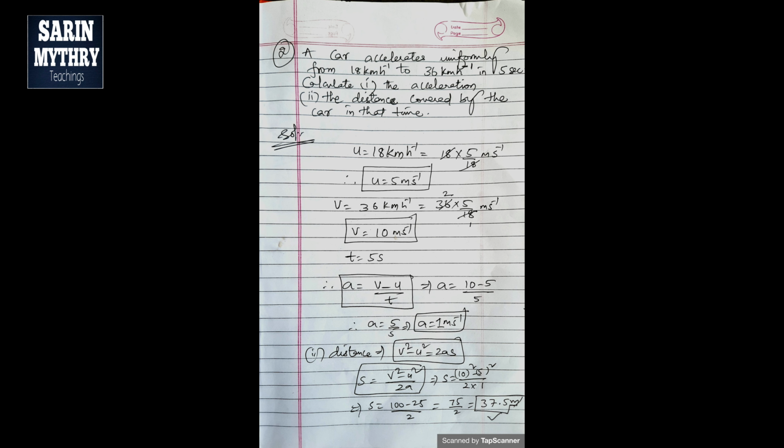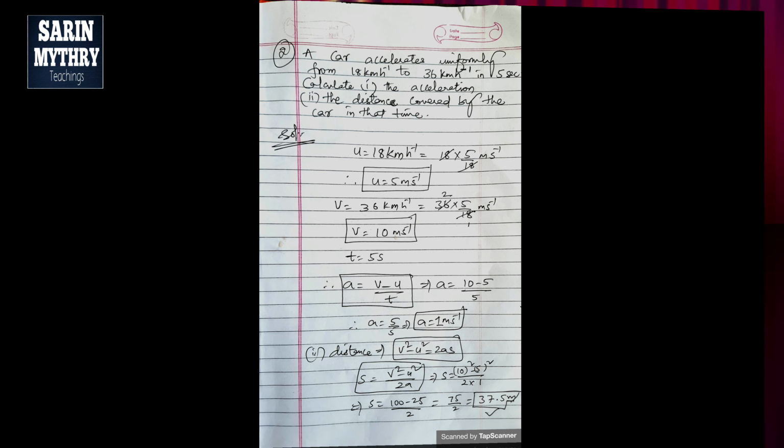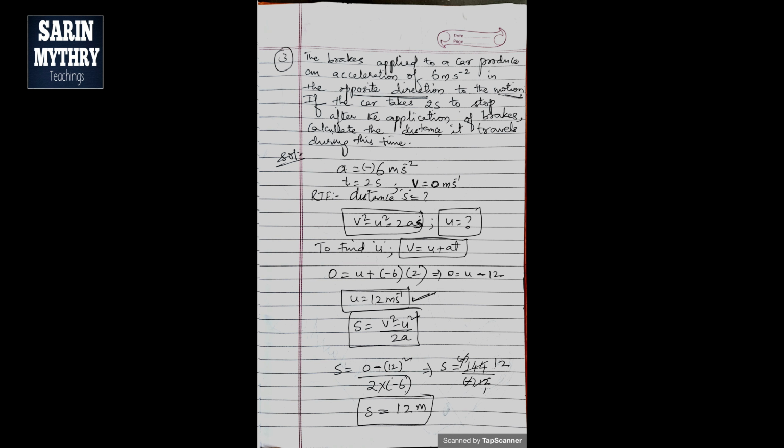In a similar way, distance we can find with the help of the formula v square minus u square equal to 2as. Then s equal to v square minus u square by 2a. a we have found just now, it is 1 meter per second square. So substitute all the known values v, u and a. You will get s equal to 10 square minus 5 square by 2 into 1. Then ultimately you get s equal to 37.5 meters. That is the final distance.